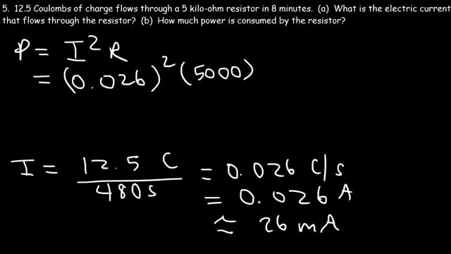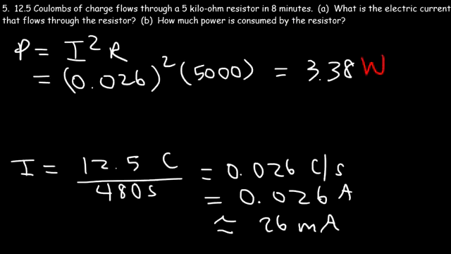0.026 squared is very small. It's like 6.76 times 10 to the minus 4. And if we multiply that by 5,000, this is going to equal 3.38 watts. So that's how much power is consumed by this resistor.